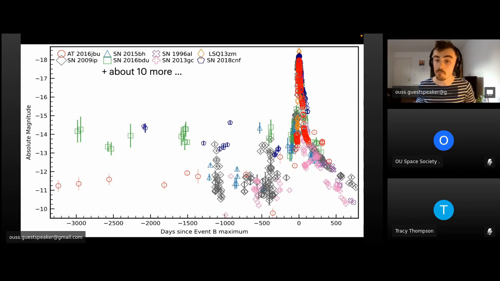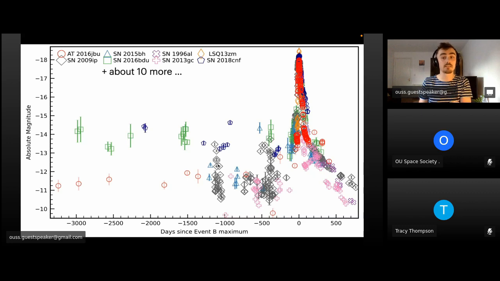So 2009ip, which you saw the light curve for before, which is the black markers here, and this object that we're going to talk about a little bit later, which is 16jbu, both show that in the decade before they explode, something is going on. And there's a bunch of other objects that are showing exactly the same trends, different brightnesses, but something is happening to the star before it undergoes this explosion.